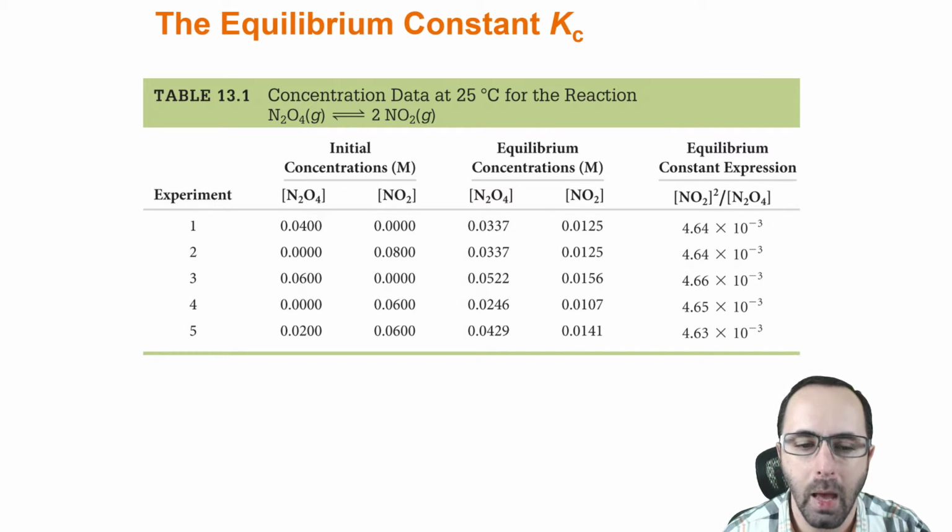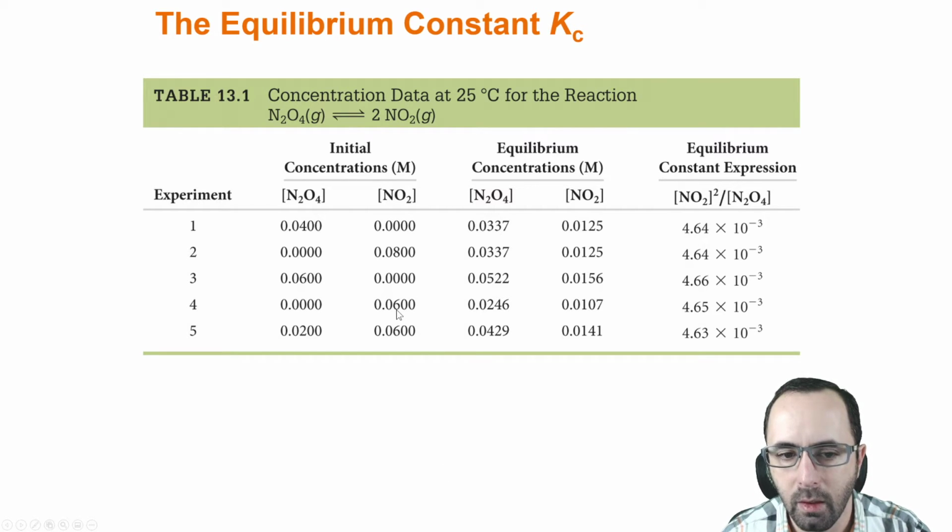So let's look at some actual data here. This is the data that created the plot that we saw earlier. So what we saw in the plot was experiment 1 and experiment 2. In experiment 1, they started with all N2O4 and then waited some amount of time and let the reaction come to equilibrium, and there was 0.0337 molar concentration of N2O4 and 0.0125 molar concentration of NO2. And in experiment 2, they started with all NO2 and no N2O4, and they got the same concentrations here.